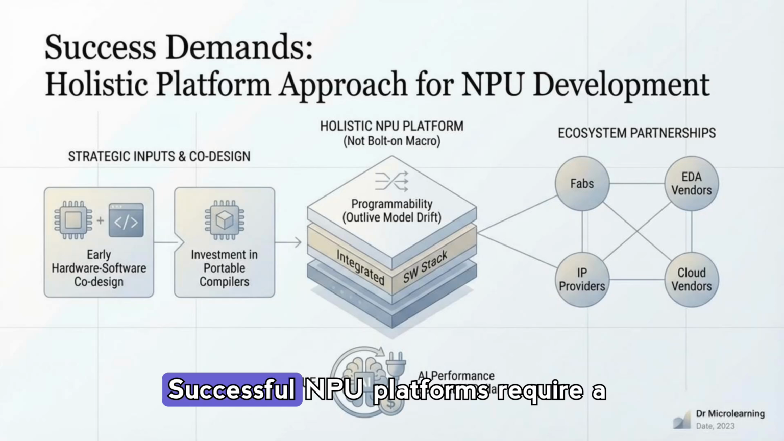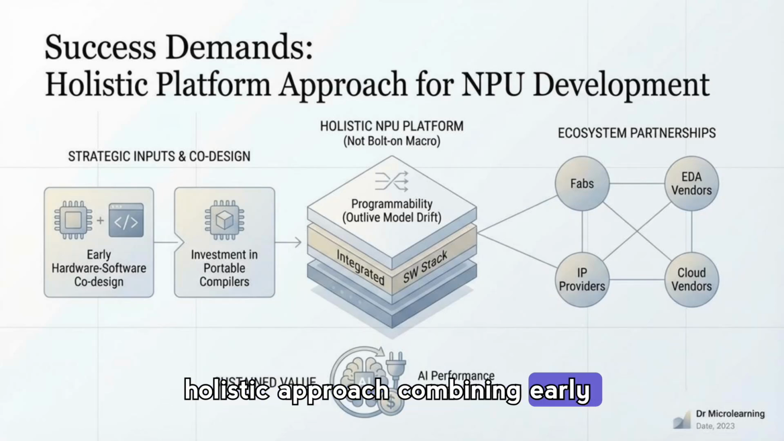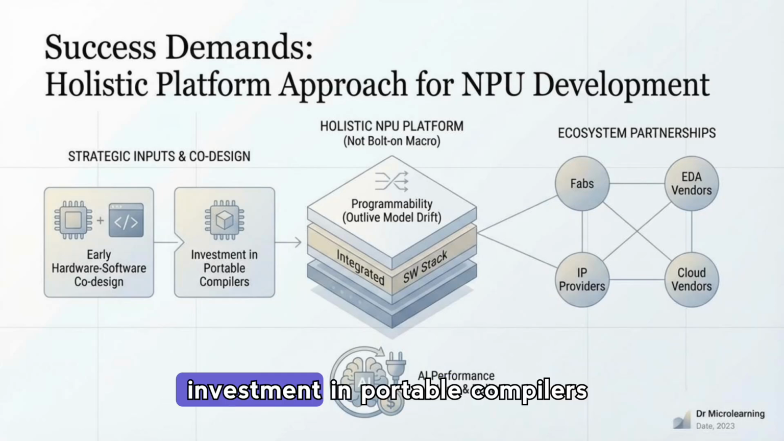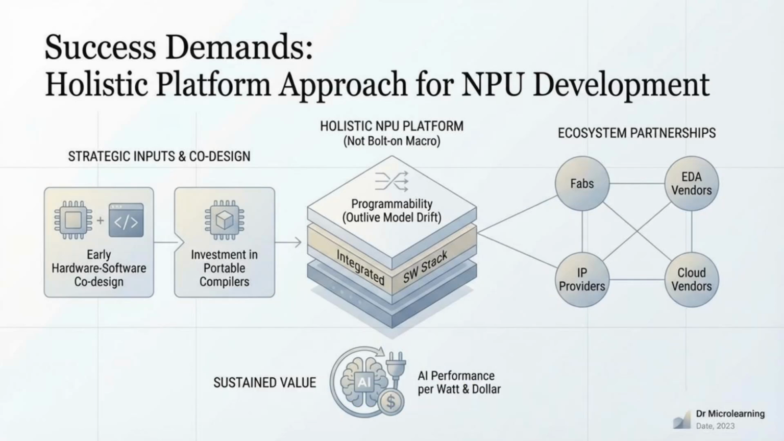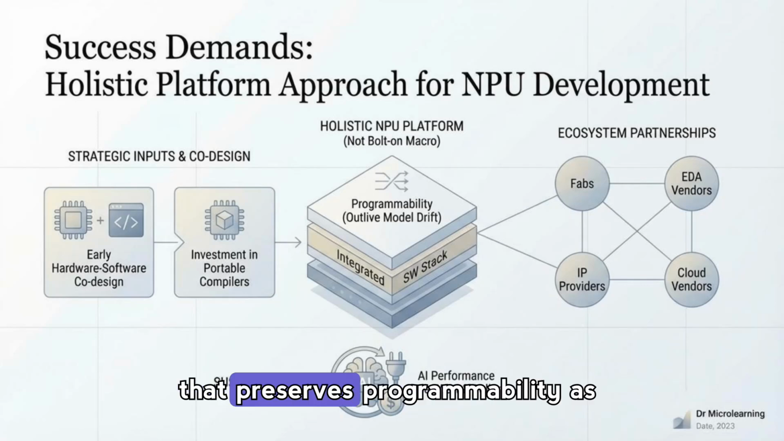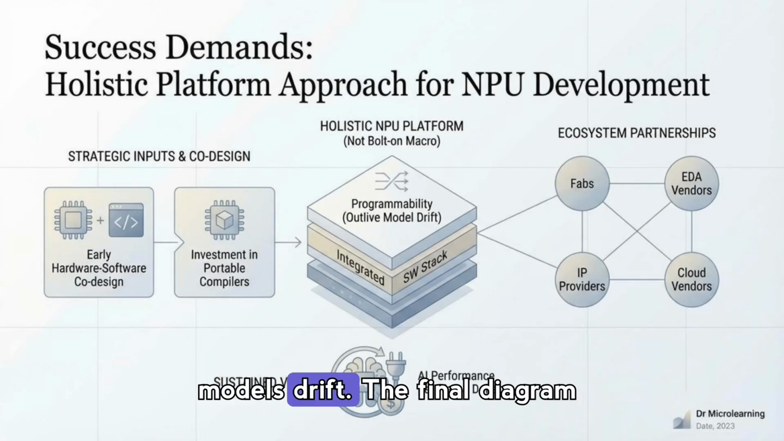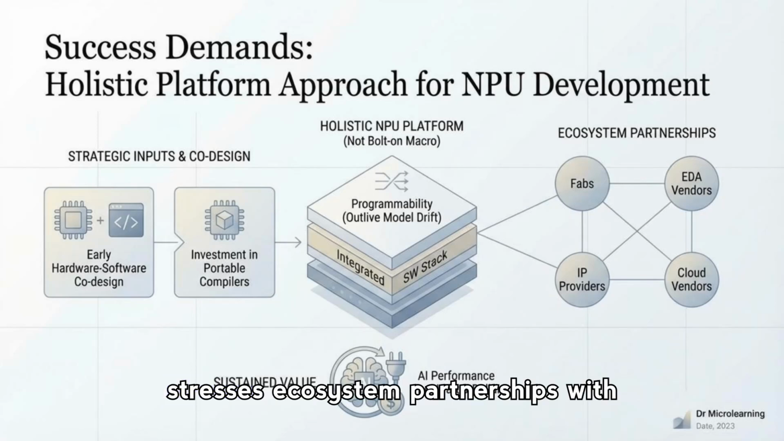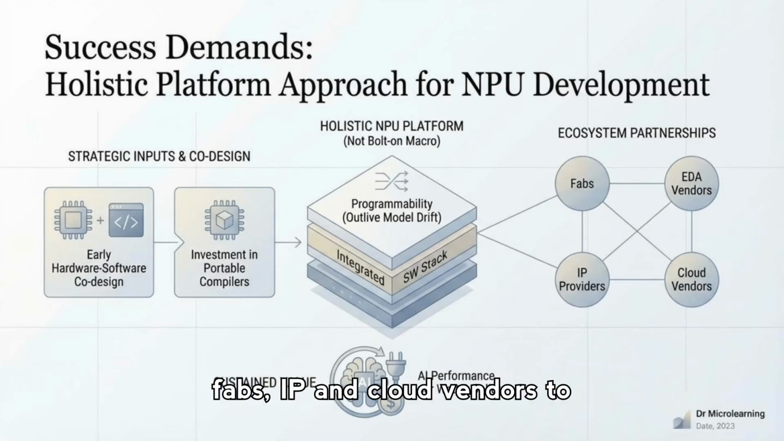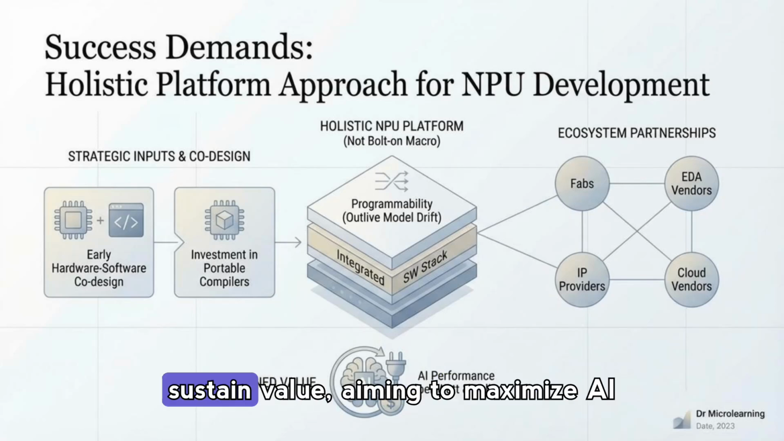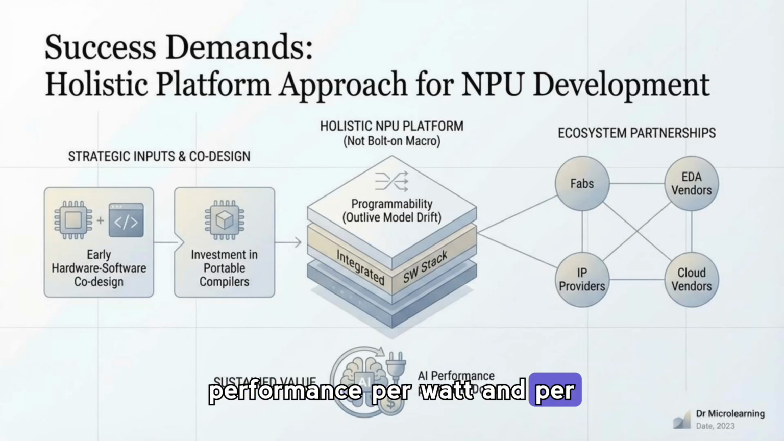Successful NPU platforms require a holistic approach combining early hardware-software co-design, investment in portable compilers, and an integrated software stack that preserves programmability as models drift. The final diagram stresses ecosystem partnerships with fabs, IP, and cloud vendors to sustain value, aiming to maximize AI performance per watt and per dollar through coordinated strategy rather than isolated component fixes.